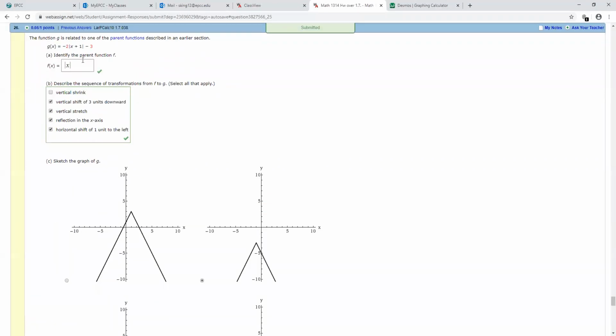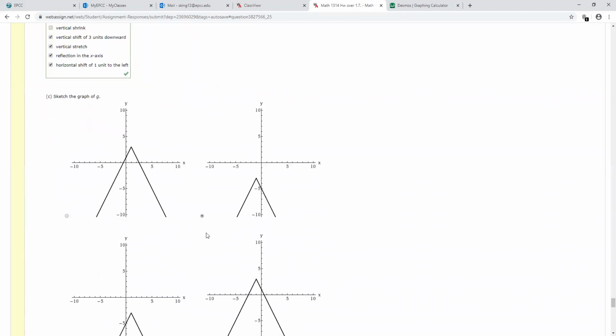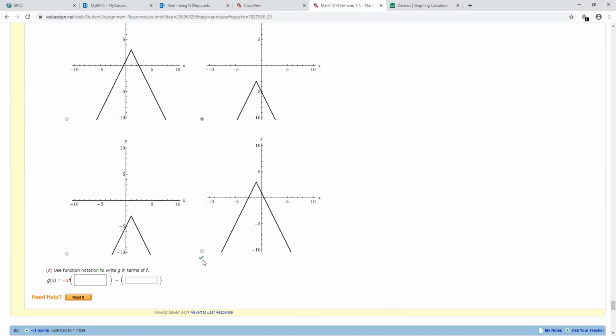And the parent function's correct. The transformations we did are correct. The matching of the graph, here's the one, and we got credit correct. So everything was correct. And now this strange part here. Well, I hope it's not as strange as it was before we started Monday's class. So they just want us again to write down all the transformations we did.